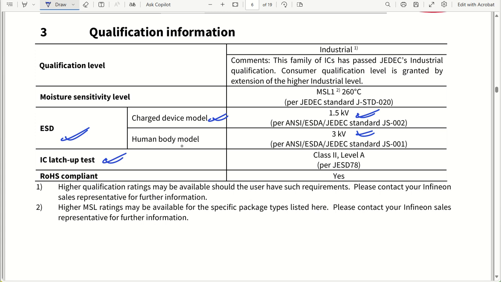It has an IC latch-up test of class 2 level A, and other functionalities. The qualification level is industrial qualification, as well as consumer qualification level, granted by extension of the higher industrial level. For moisture sensitivity level, it is MSL1 at 260 degrees centigrade. So these are all qualification information, making sure this particular IC is applicable for utilization in our consumer applications and industrial applications as well.